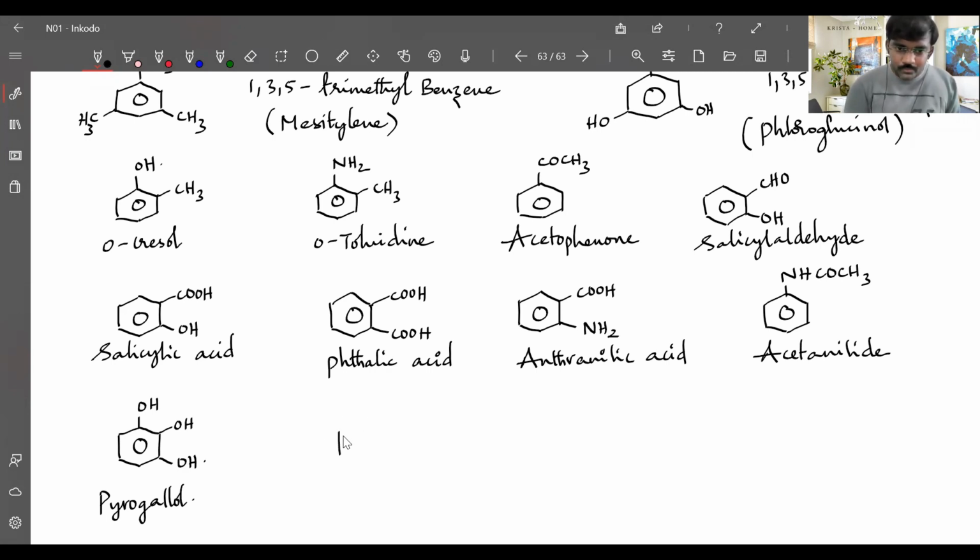Next, on the benzene ring, now I'm attaching CH double bond CH COOH. Okay, this particular carboxylic acid we call cinnamic acid.